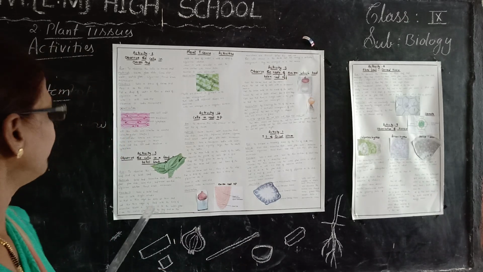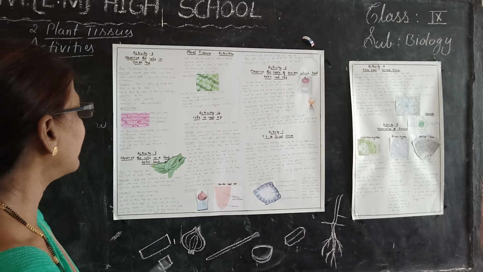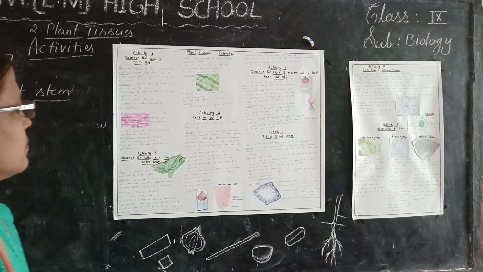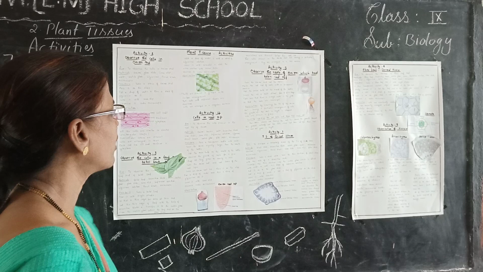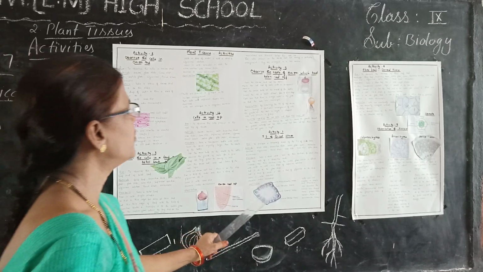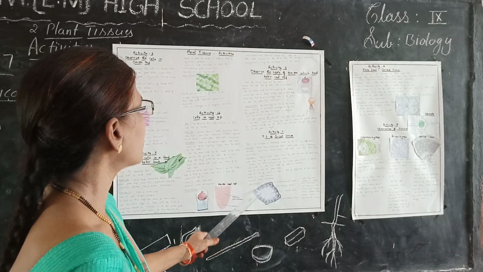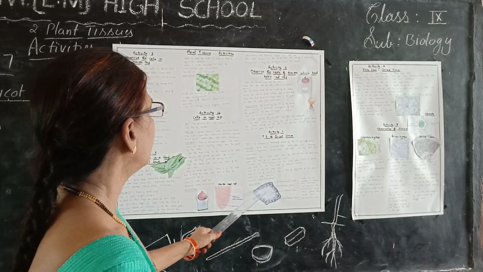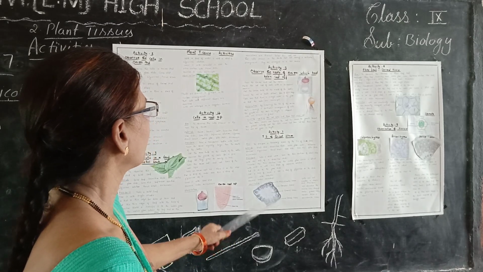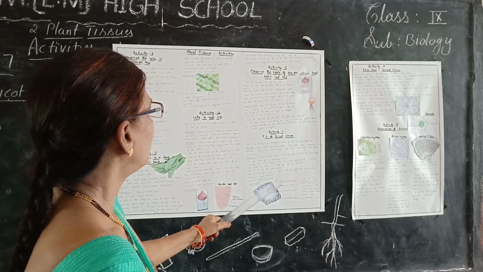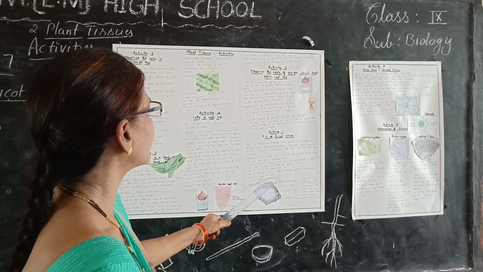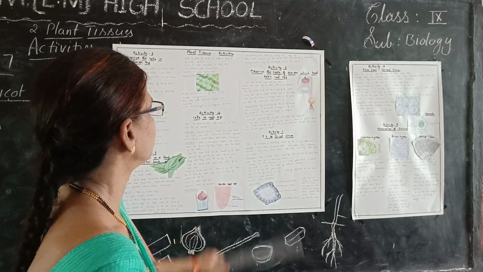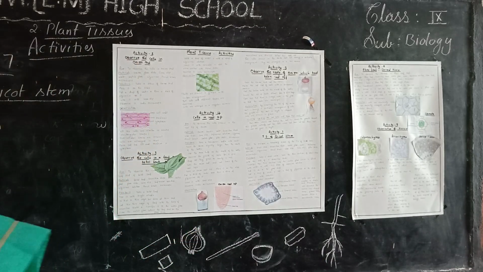Put it on the glass slide and cover it with cover slip, and observe under microscope. What we observe: cells are not similar in shape and structure. We observe the tissues like dermal tissue, ground tissue, vascular tissue and meristematic tissues. Now let us see the activity.